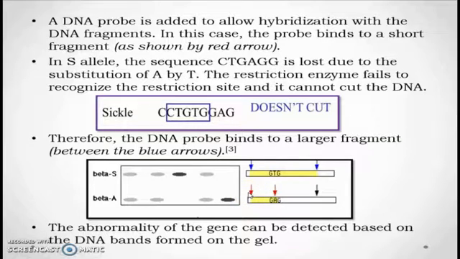In the S allele, the sequence CTGAGG is lost due to the substitution of A by T. So the restriction enzyme fails to recognize the restriction site and cannot cut the DNA. Therefore, the DNA probe will bind to the larger fragment, shown by the blue arrow. The abnormality of the gene can be detected based on the DNA band formed on the gel.